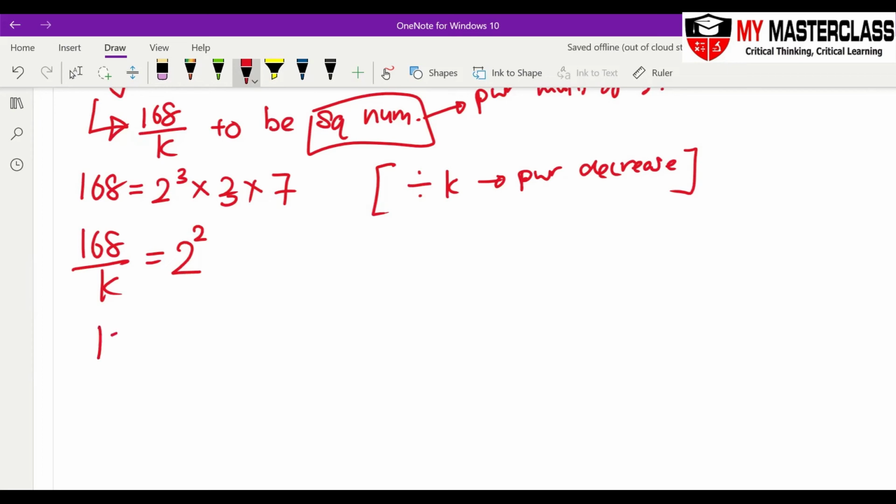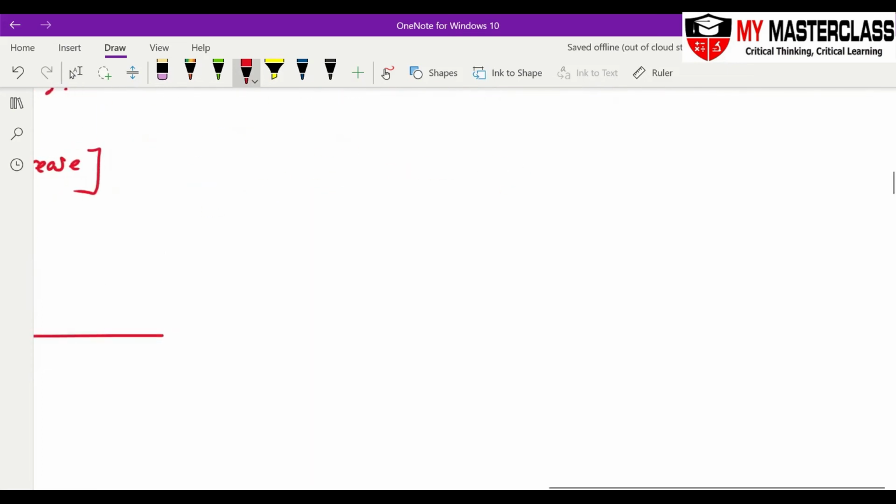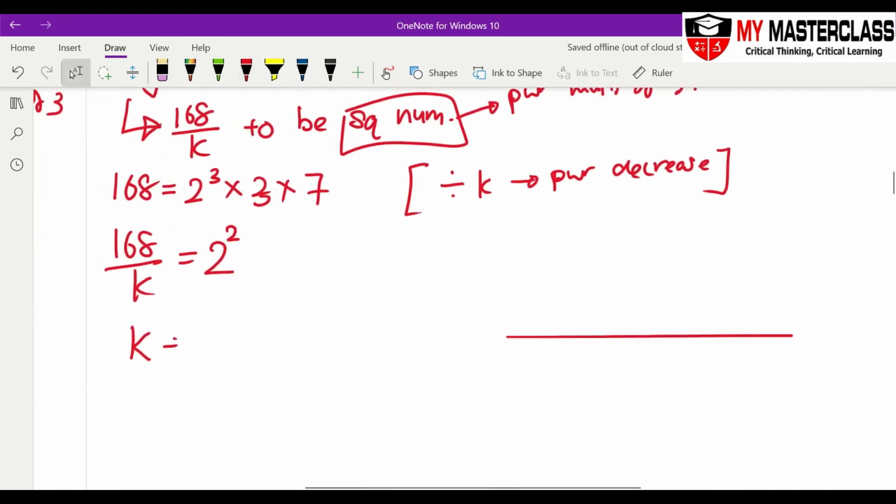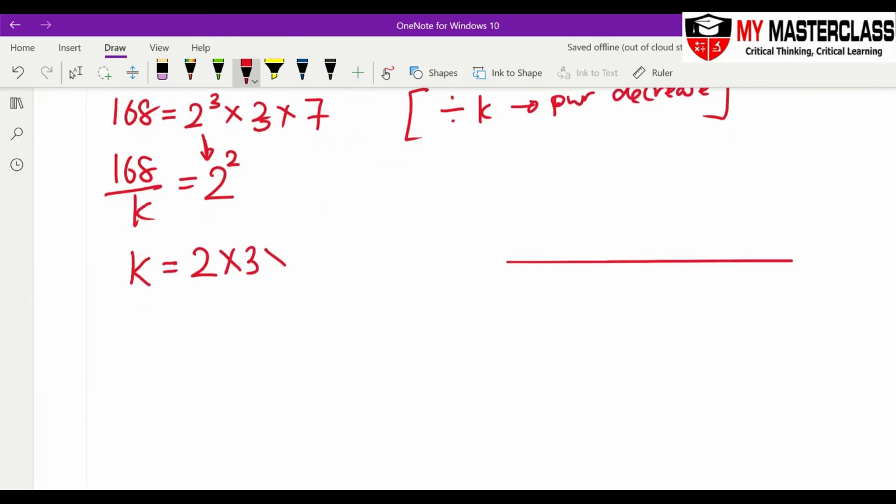So what is the K equal to? K must have a 2 so that it becomes from 2 power 3 to 2 power 2, because when you divide by 2, it will become from 2 power 3 to 2 power 2. K must also have a 3 because I want to make the 3 disappear. And K must also have a 7 so that my 7 disappears.